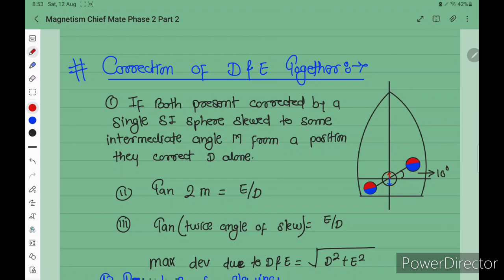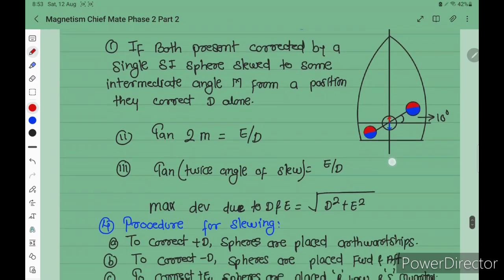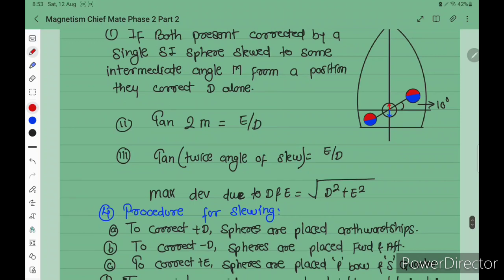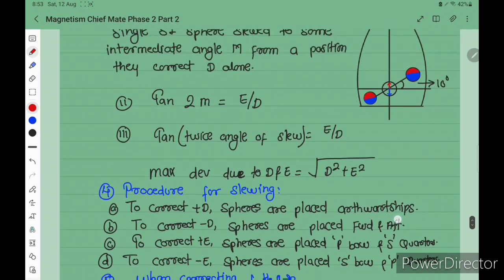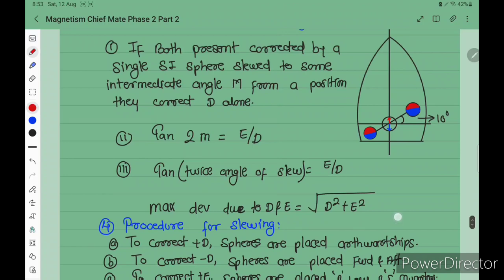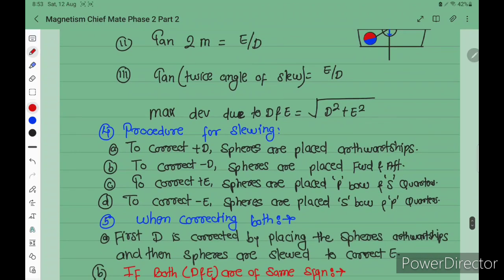Correction of D and E together. If both are present, they are corrected by a single soft iron sphere slewed to some intermediate angle M from the position where it corrected D alone. So tan 2M is equal to E upon D, whereas tan 2 times the angle of slew is equal to E upon D. So the maximum deviation due to D and E is under root D square plus E square.